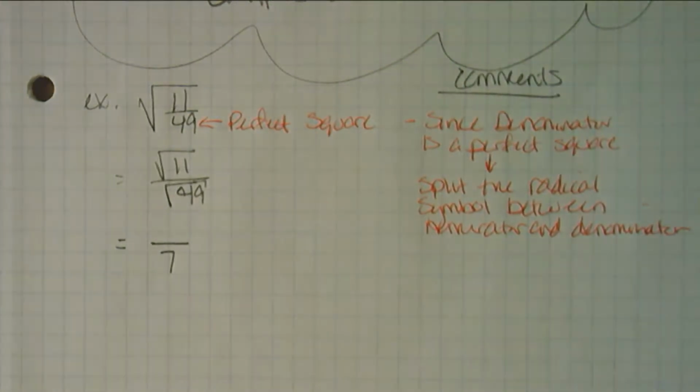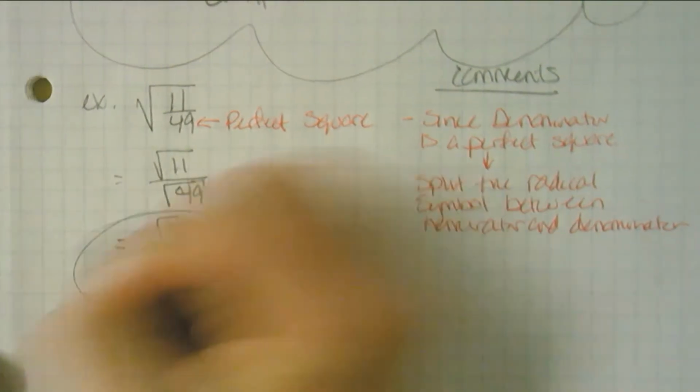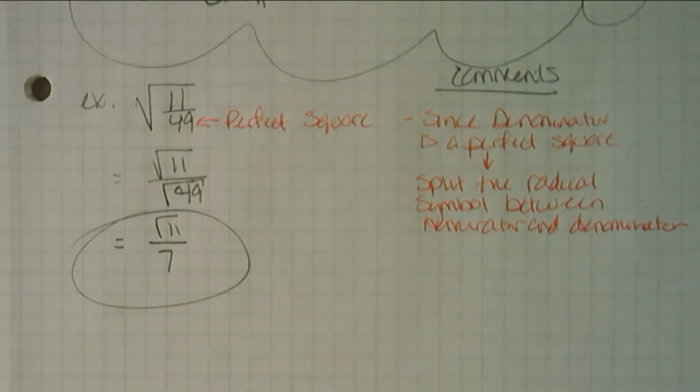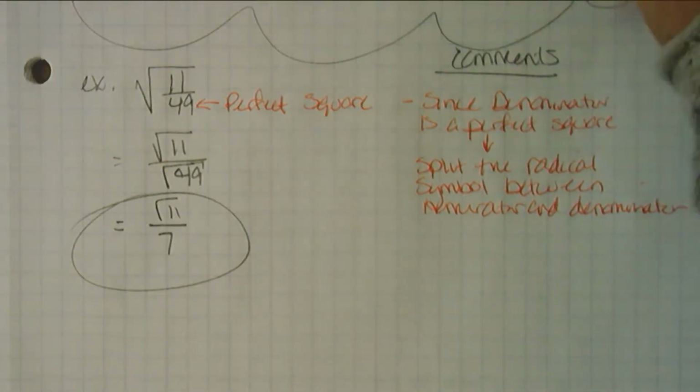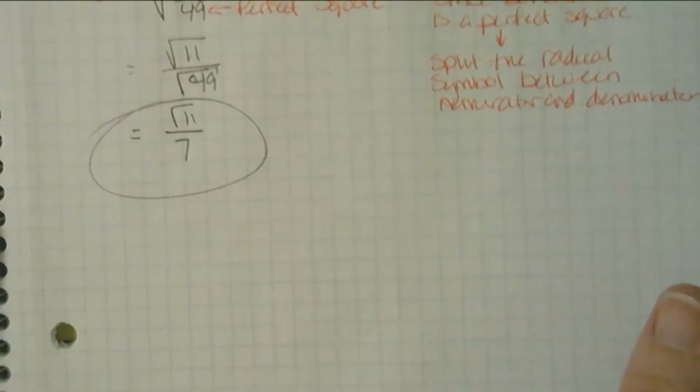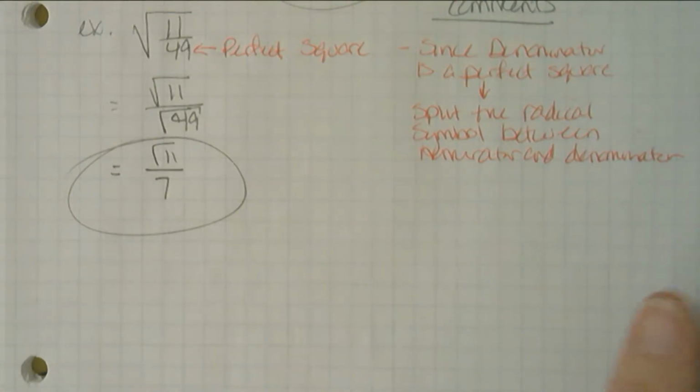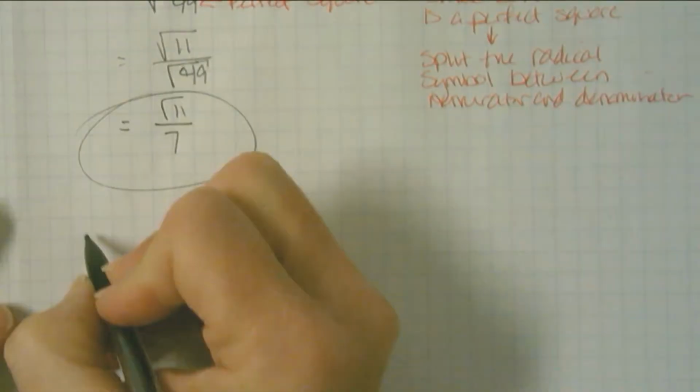Does 11 have a perfect square factor? Keep the chair down please, Serena. Does 11 have a perfect square factor? Serena? No. So that square root of 11 is simplified. You guys cool with that? Okay. Yes, it's simplified. We got rid of our denominator radical, right? Our numerator is simplified as far as it can go. We're done.